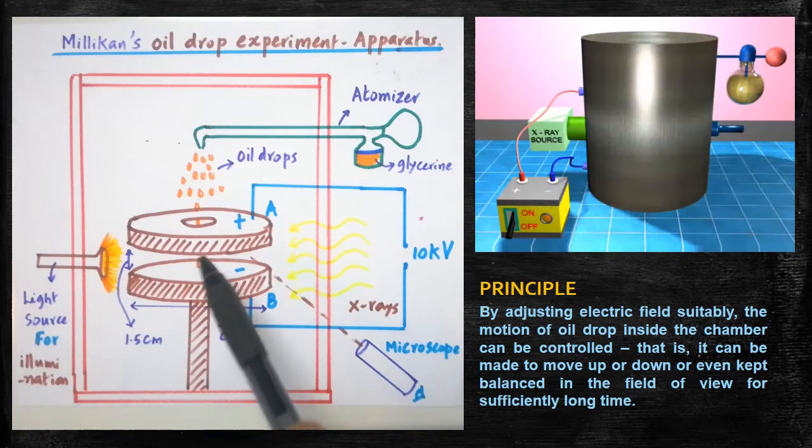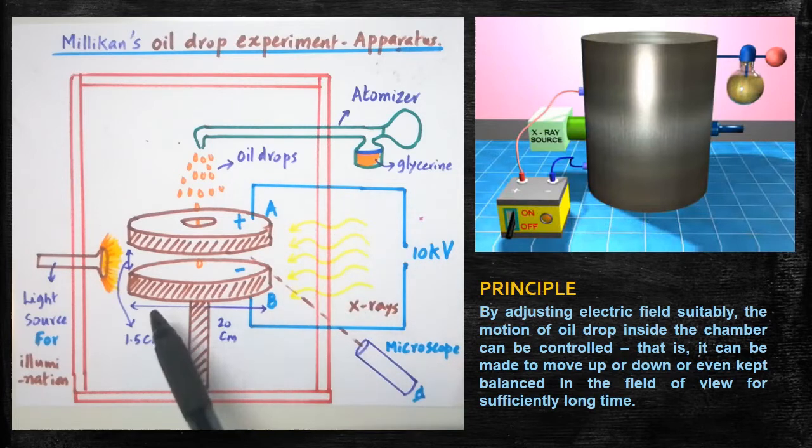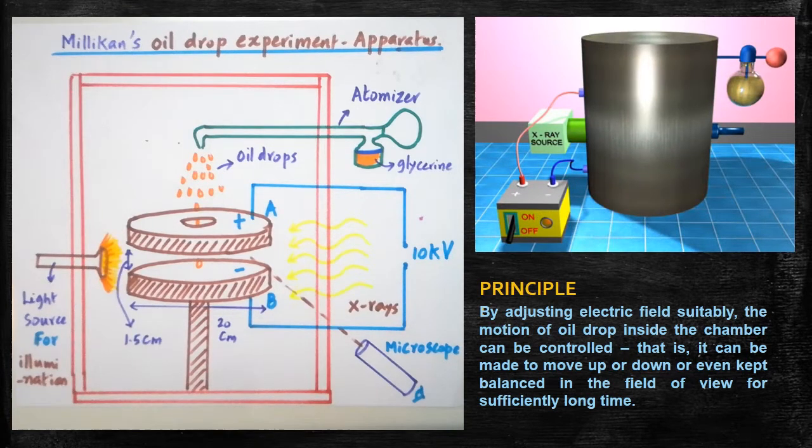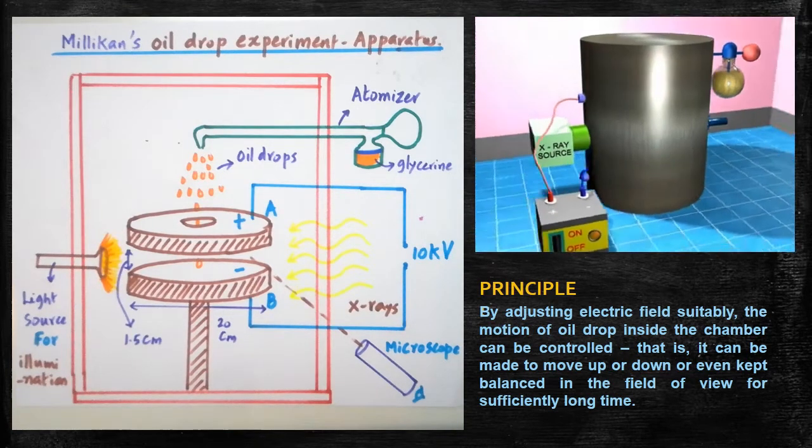Clear? So this is the schematic diagram, and we have seen all the parts of Millikan's oil drop experiment. This was used by Millikan to find out the charge of the electron. Later we will see the mathematical derivation steps to find out the charge of the electron. A schematic of his experiment is shown here.